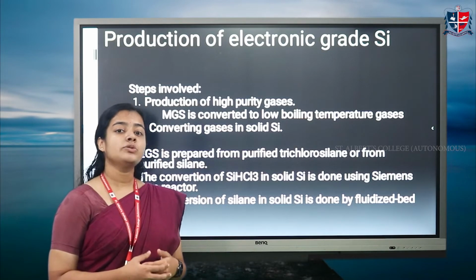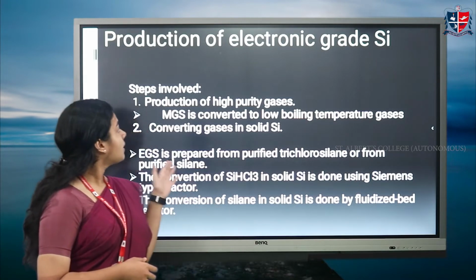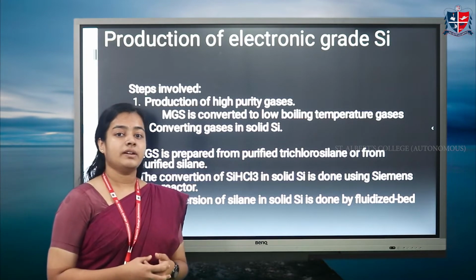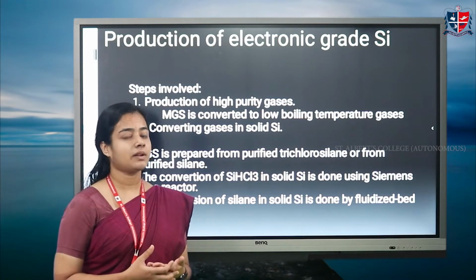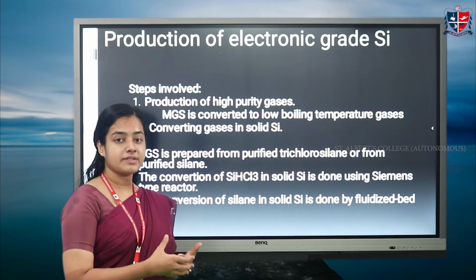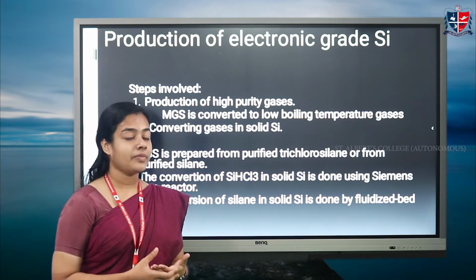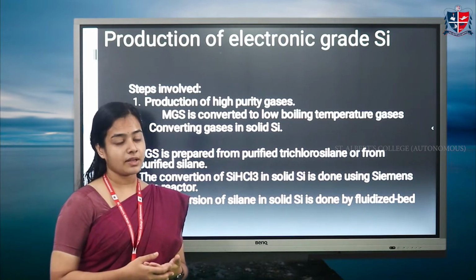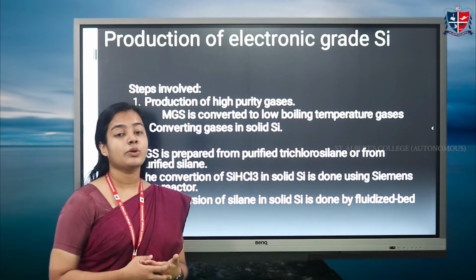There are two steps involved in the production of electronic grade silicon. The first step is the production of high purity gases. Here we take the metallurgical grade silicon and pulverize it. What is pulverization? It is nothing but converting the metallurgical grade silicon into powder form. After we get it in powder form, we react it with anhydrous hydrogen chloride, so that we can convert it into a gas. This gas is trichlorosilane.